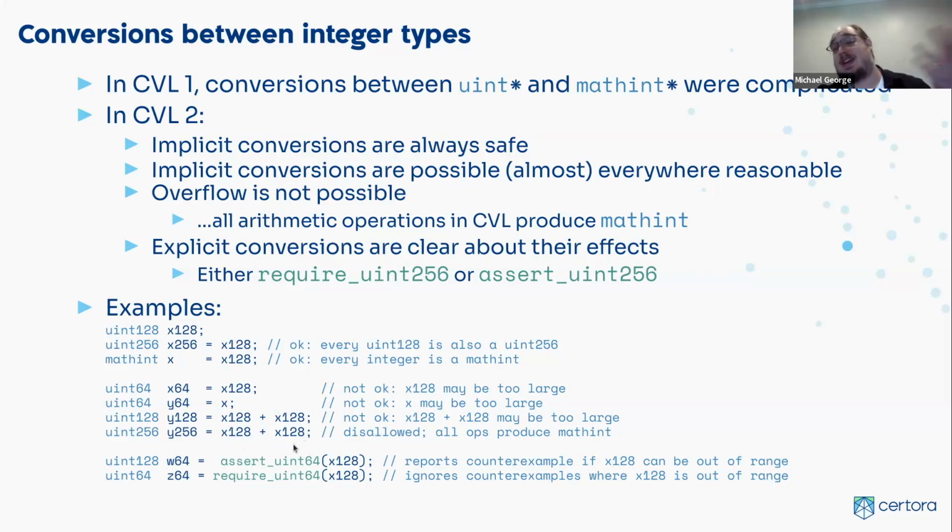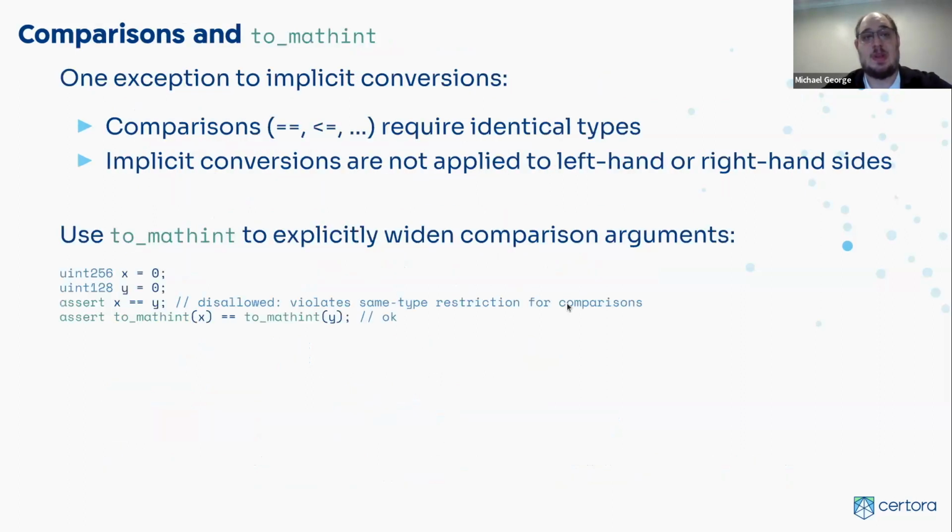But if it turns out that I was incorrect in my reasoning, then I'll get a nice report showing me, hey, in this case, you can add these two things together, and it'll overflow. Okay. So that's the require and the assert casts. They're very explicit about what happens if an integer is too large to fit in the type that you want to give it.